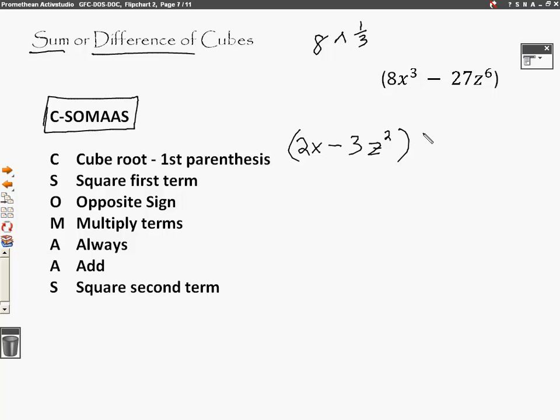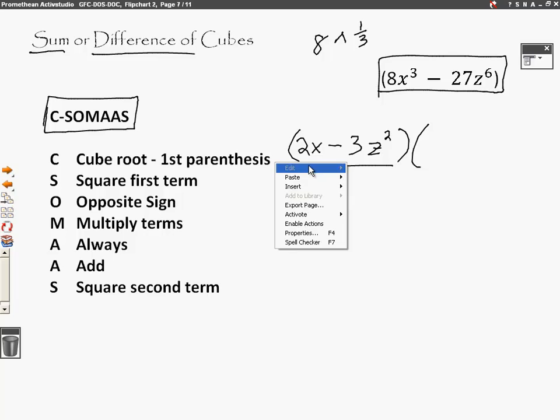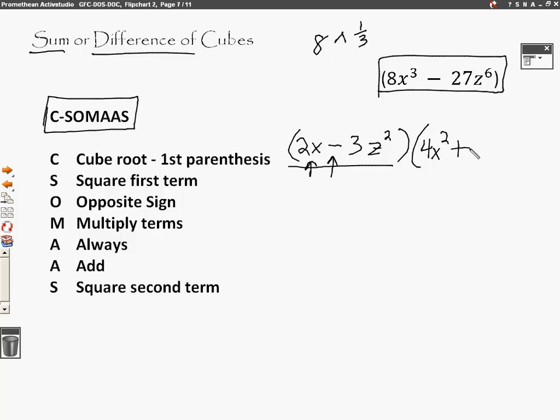Then from there, you're going to do SOMAS. Now, for SOMAS, you don't need this anymore. This can be gone from your mind. You're going to use this, and you're going to follow each of the directions. Direction 1 says square the first term. This is your first term. So you square it. 2 squared is 4. x squared is x squared. O stands for opposite sign. This is a minus. That means the opposite sign is a plus. Hopefully that makes sense. Then M is to multiply the terms. That's both of these terms here and here.